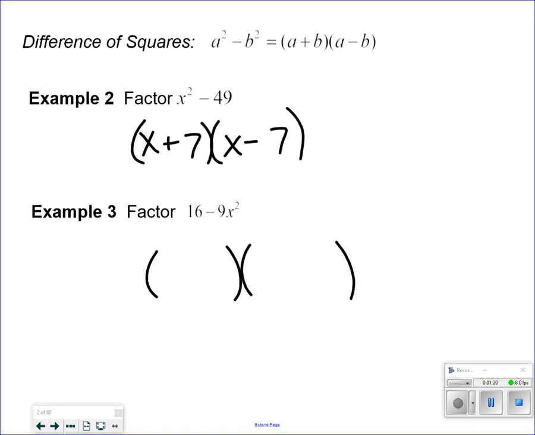I'm going to put a star by this one because this is one of the most missed questions on the test when I asked to factor this one. The 16 is just 4 times 4. 9x squared is 3x and 3x, and again, one's plus and one's minus. So notice that I did not rewrite it. I left it just the way it was. It's a perfect square minus a perfect square.